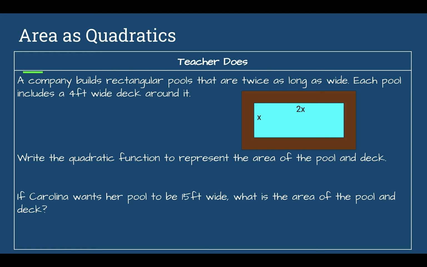First, write the quadratic function to represent the area of the pool and deck. So for this, we just need to get it into a quadratic function where it's ax squared plus bx plus c.